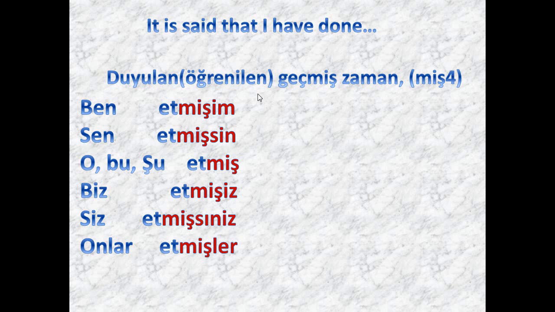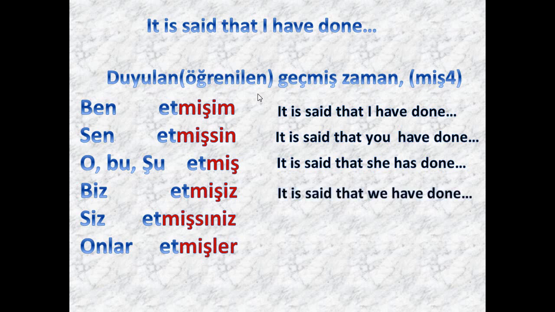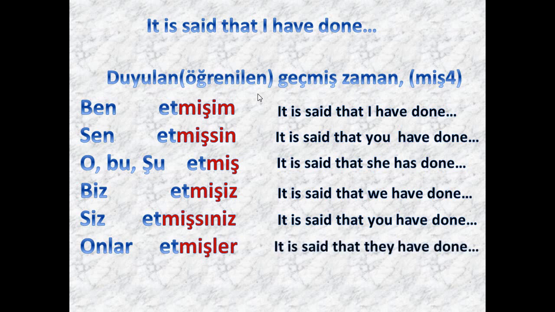So we have etmişim, means that it is said that I have done. Etmişsin, it is said that you have done. Etmiş means it is said that she has done or he has done anyway. Etmişiz, it is said that we have done. Etmişsiniz, it is said that you have done. Etmişler, it is said that they have done. I mean, it is said, we have learned it from somewhere, we haven't seen it.